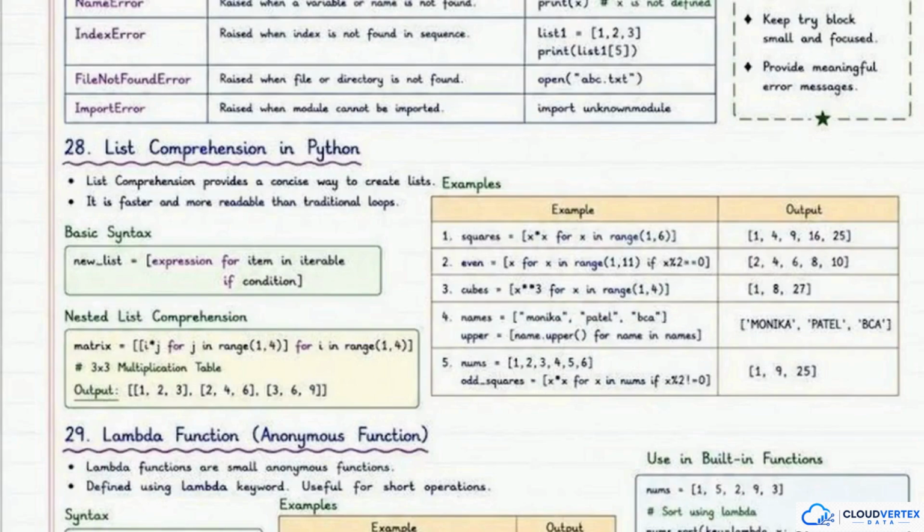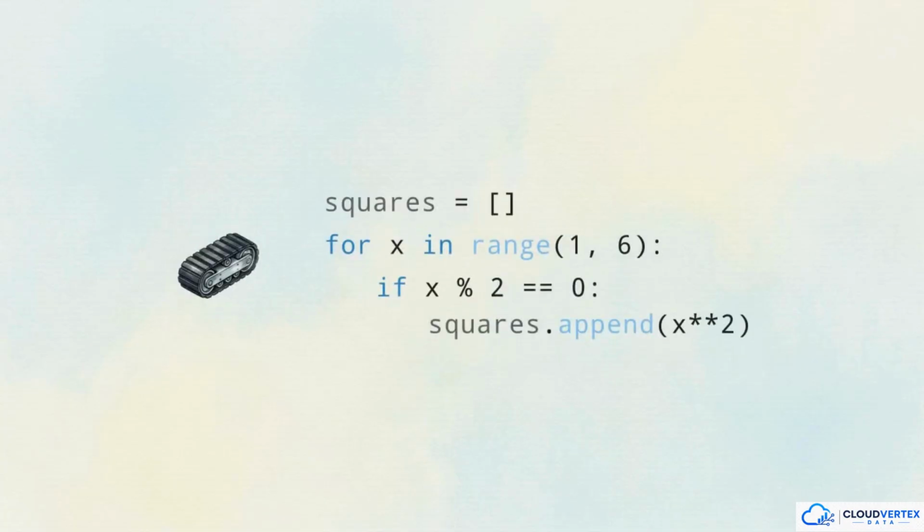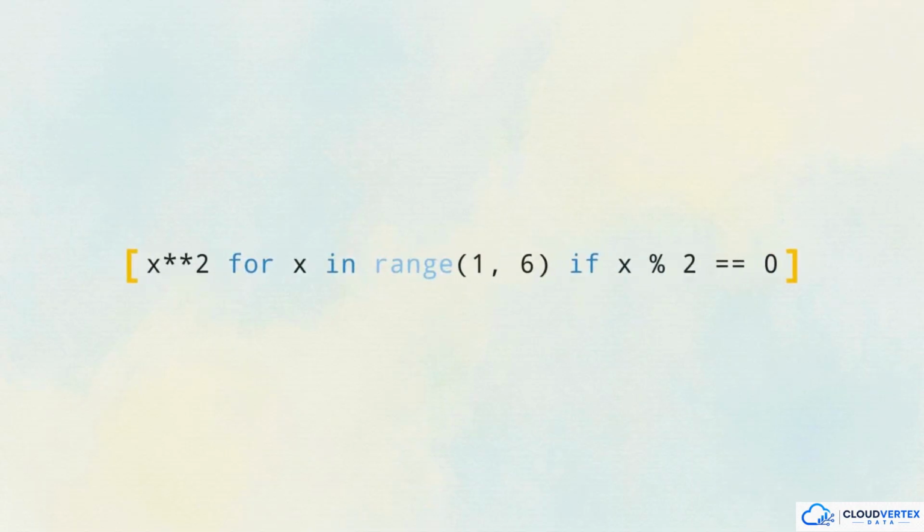Looking at this list comprehension chart, we see a highly condensed way to process those loops we talked about earlier. Instead of writing multiple lines to filter and sort data, a list comprehension packs the entire assembly line into a single, highly readable set of brackets.